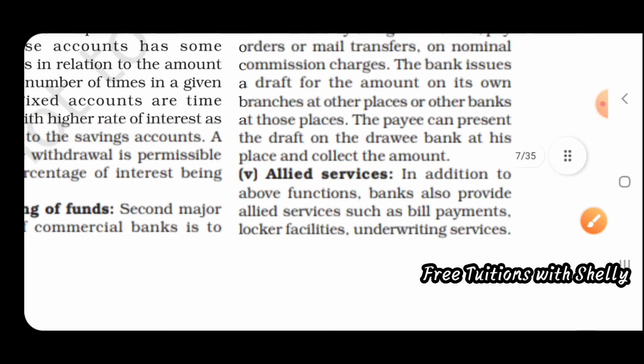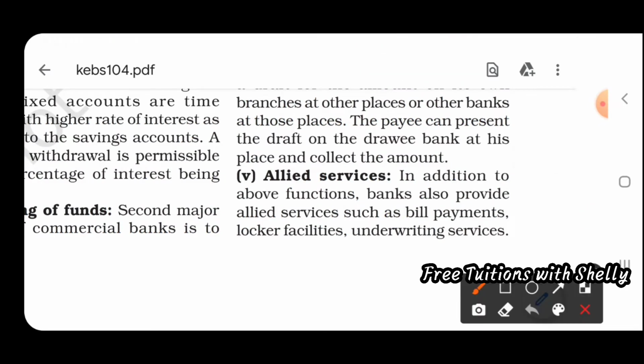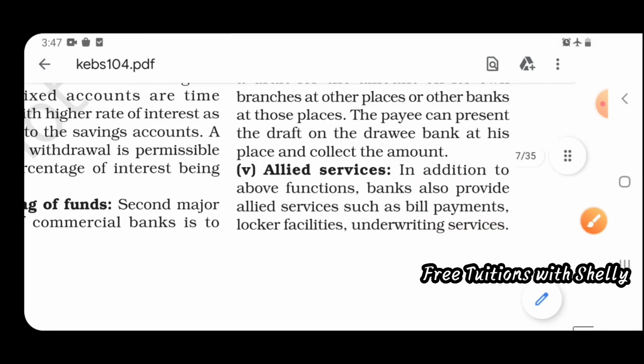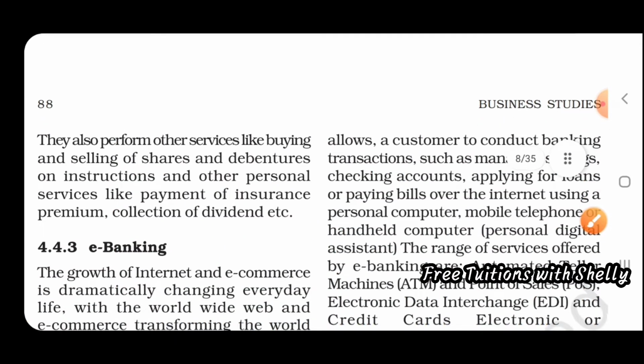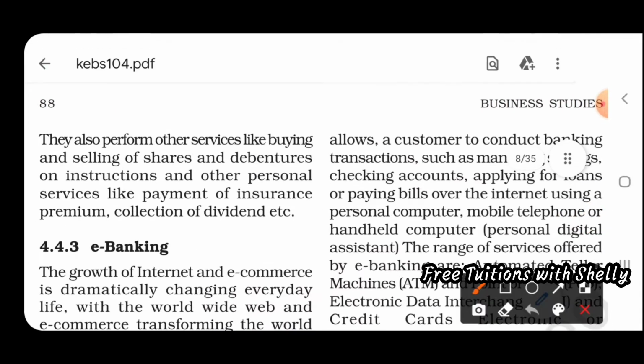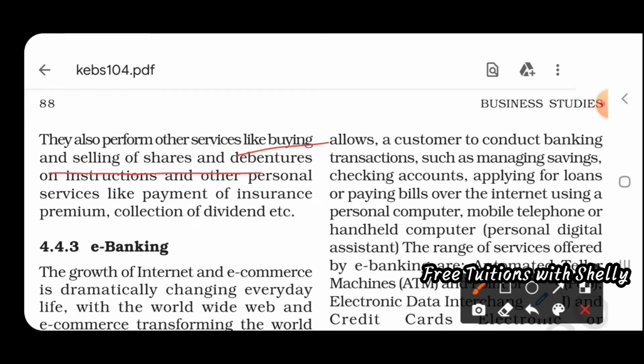Then there are allied services. Allied services means services other than accepting deposits and lending, like bill payment. The payment of our bills can be done by the bank, and we have to give them some service charge. Like locker facilities. We keep gold and money inside the locker, and for that they charge us a service charge. Underwriting services, then buying and selling of shares. So these are allied services, that is, the services other than the two main services, accepting deposits and lending money.